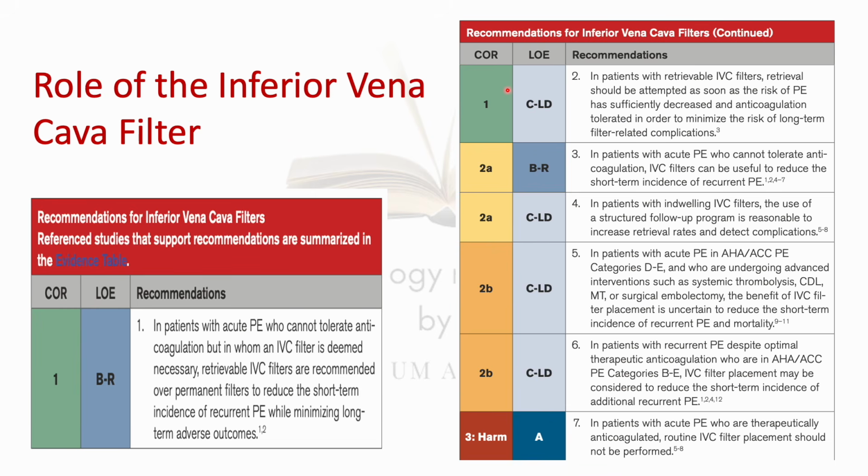Another level 1 recommendation is that when you are using retrievable filters, the retrieval of this filter should be as soon as possible, as soon as the risk of PE has sufficiently decreased and anticoagulation has been tolerated. That's very important. One, put retrievable, and two, take them out as soon as possible.